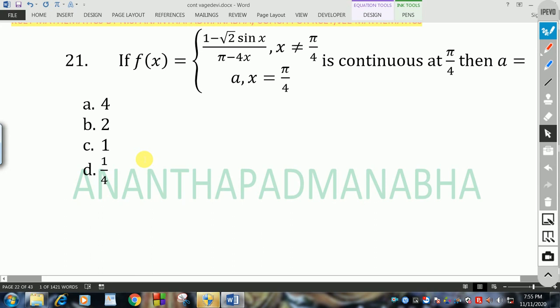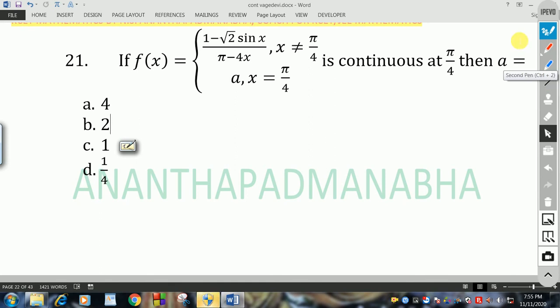Now a similar question. The given function f of x is equal to (1 minus root 2 sin x) by (pi minus 4x) for x not equal to pi by 4, and a for x equals pi by 4, and it is continuous at x equals pi by 4. Then a is equal to? So we will proceed in the similar manner by using the definition of continuity.